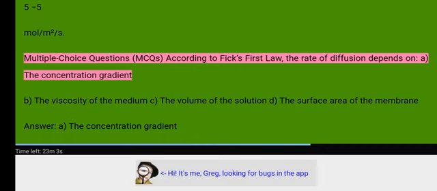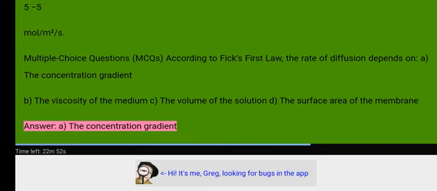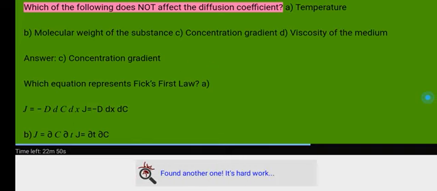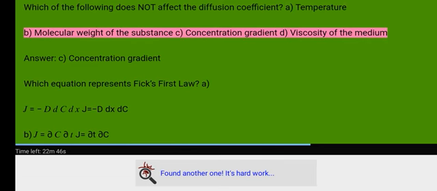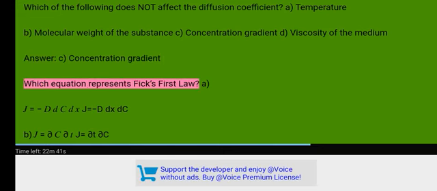Multiple choice questions. According to Fick's first law, the rate of diffusion depends on: A. The concentration gradient. B. The viscosity of the medium. C. The volume of the solution. D. The surface area of the membrane. Answer: the concentration gradient. Which of the following does not affect the diffusion coefficient? A. Temperature. B. Molecular weight of the substance. C. Concentration gradient. D. Viscosity of the medium. Answer: C, concentration gradient.